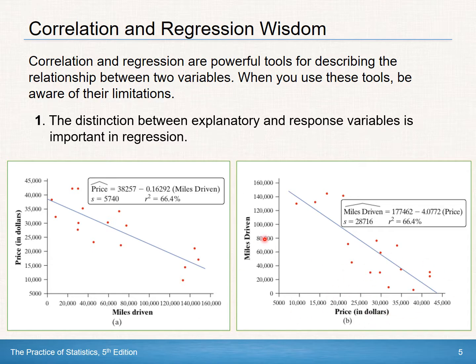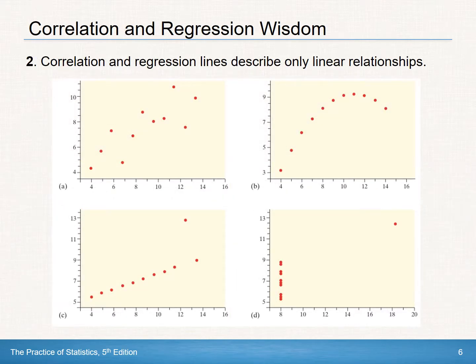So when we have this price hat, this is our information that would be given. Correlation and regression lines describe only linear relationships. So if you look at this example, miles driven is our explanatory variable. We've got this straight line here, but then this outlier. Make sure you're labeling them correctly, that this is straight, and that you know what each of them is.